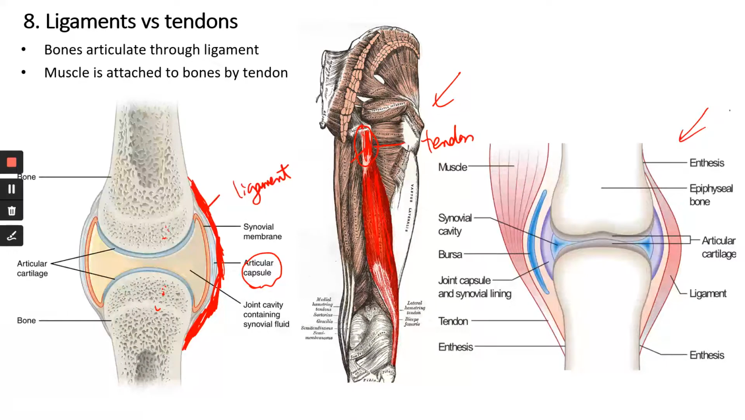I include this picture because it has both structures. You have muscles, right, and there's the tendon. See, the tendon keeps the muscle attached to the bone, and then over here you have the ligament. The ligament holds the two bones together.